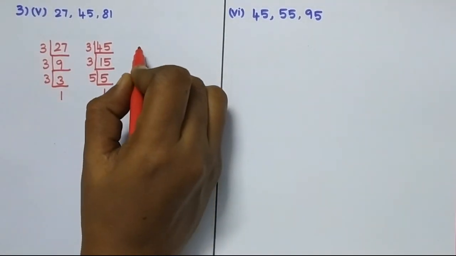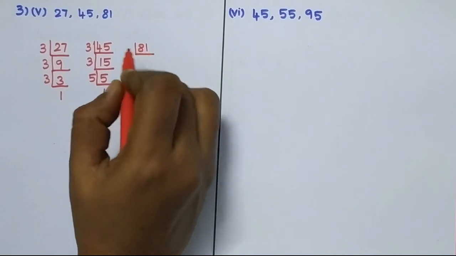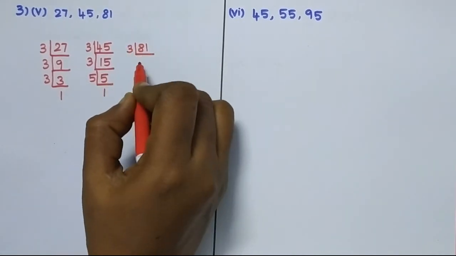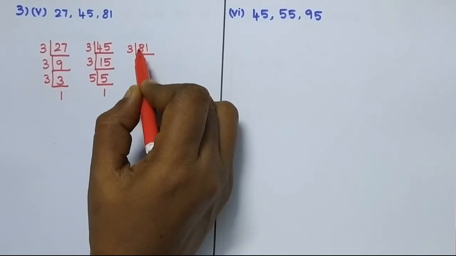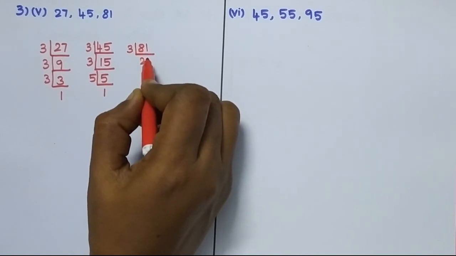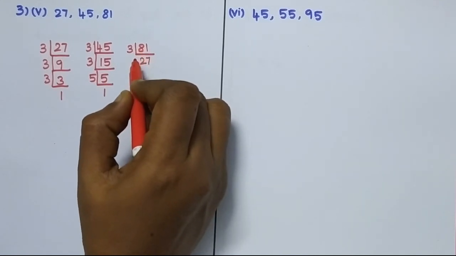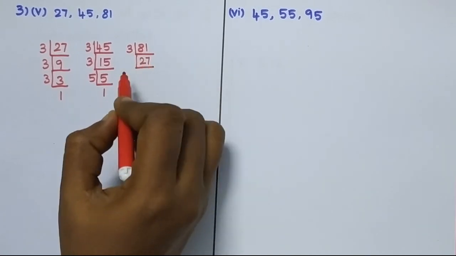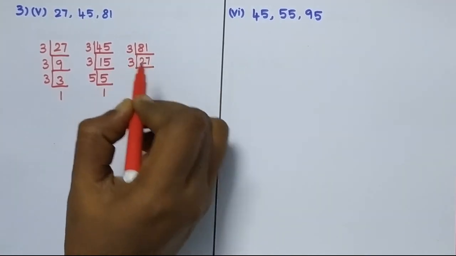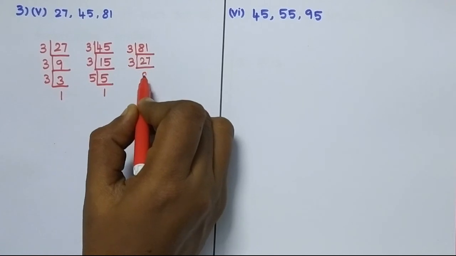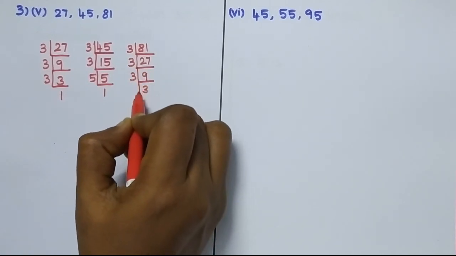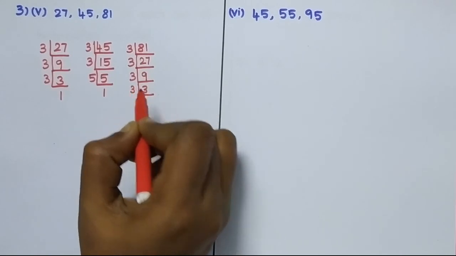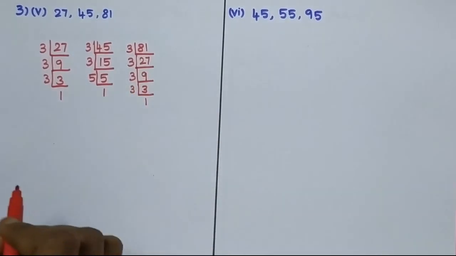Then 81 divided by 3. 2 3s are 6. Balance 2. It becomes 21. That is 7 times. So 27 3s are 81. Again divided by 3. 9 times. Divided by 3. 3 times. Again divided by 3 means we get 1.